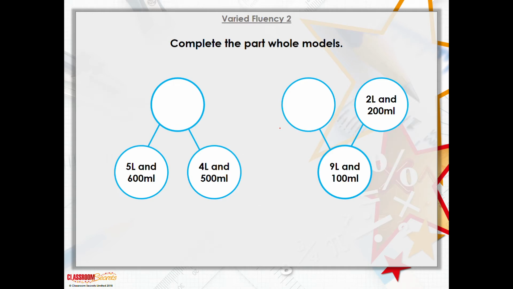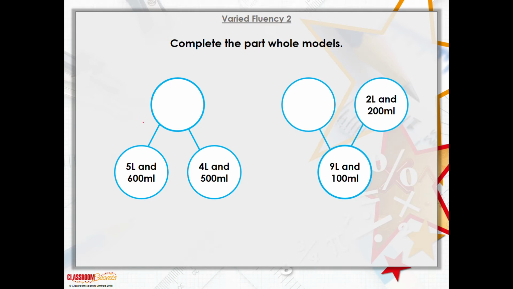Next question then, complete the part-whole model. Now, we've gone over these quite a lot, but just to refresh, so here, this is almost our equals box. So this capacity and this capacity, when added together, what is our answer? And just like this one, this is our answer. So this capacity and this capacity added together equals this one.